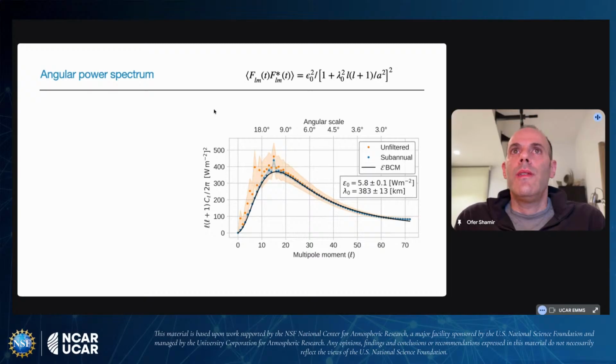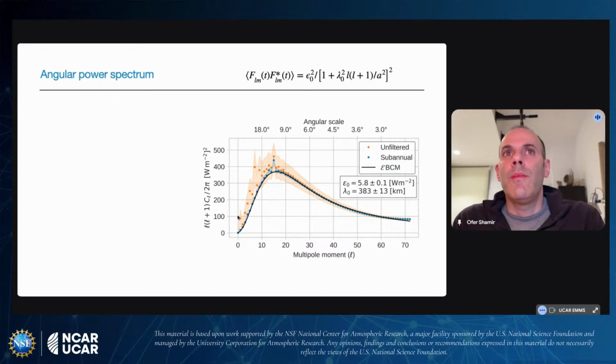Okay, so you can see that at large L, that is small scales, even the raw data, the orange, can be accurately described by the energy balance climate model. So the black curve here is the best fit of the energy balance climate model. So again, at small scales, even the raw data can be described by the energy balance climate model, but on large scales, only the subannual variability can be explained by it. The raw data is not far off, but there are clear deviations.